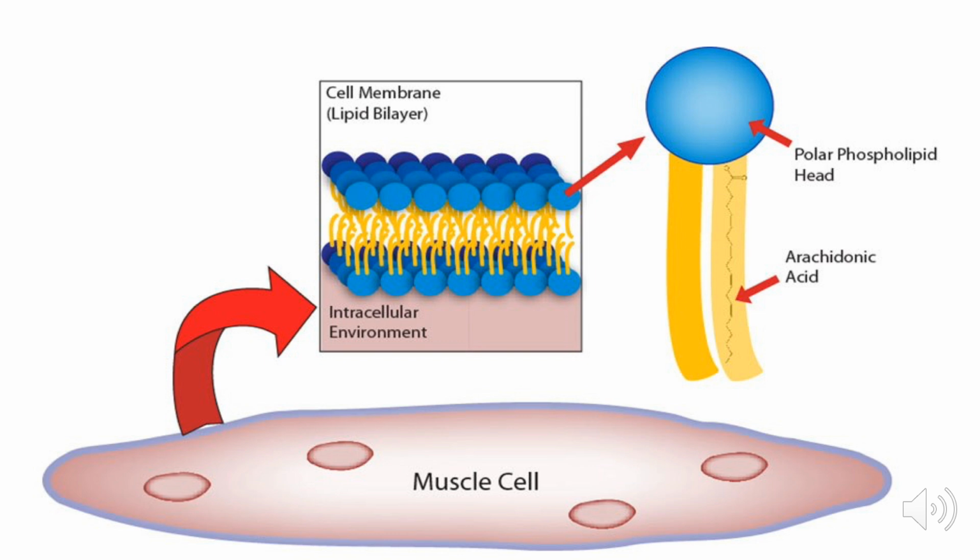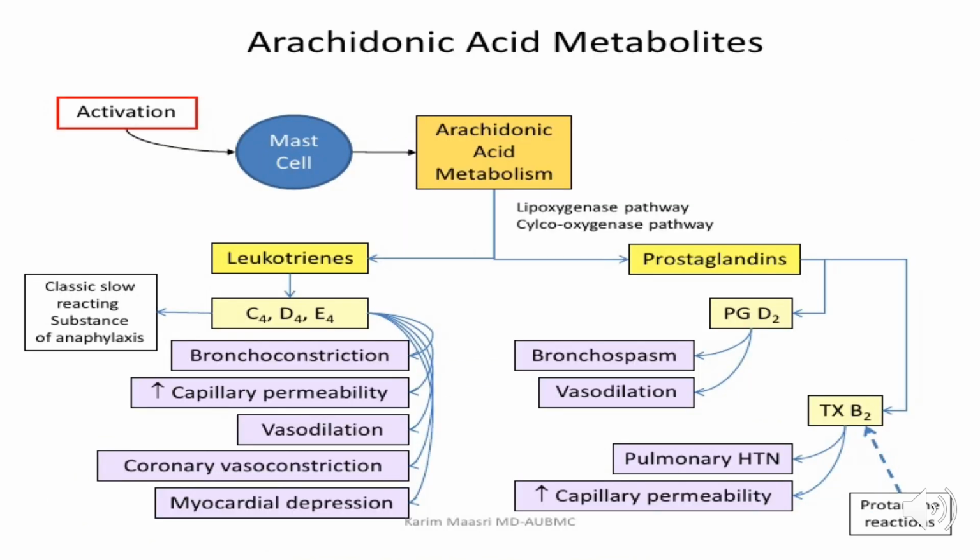Later on in the course of the allergic reaction, the arachidonic acid fatty acid tail of the phospholipids of the cell membrane of the mast cell will be cleaved and released into the cytoplasm. The released arachidonic acids will be acted upon by the lipoxygenase enzyme, and this enzyme will convert the arachidonic acid to leukotrienes. There are a lot of leukotrienes, but I would like to highlight three of them: leukotriene C4, D4, and E4.